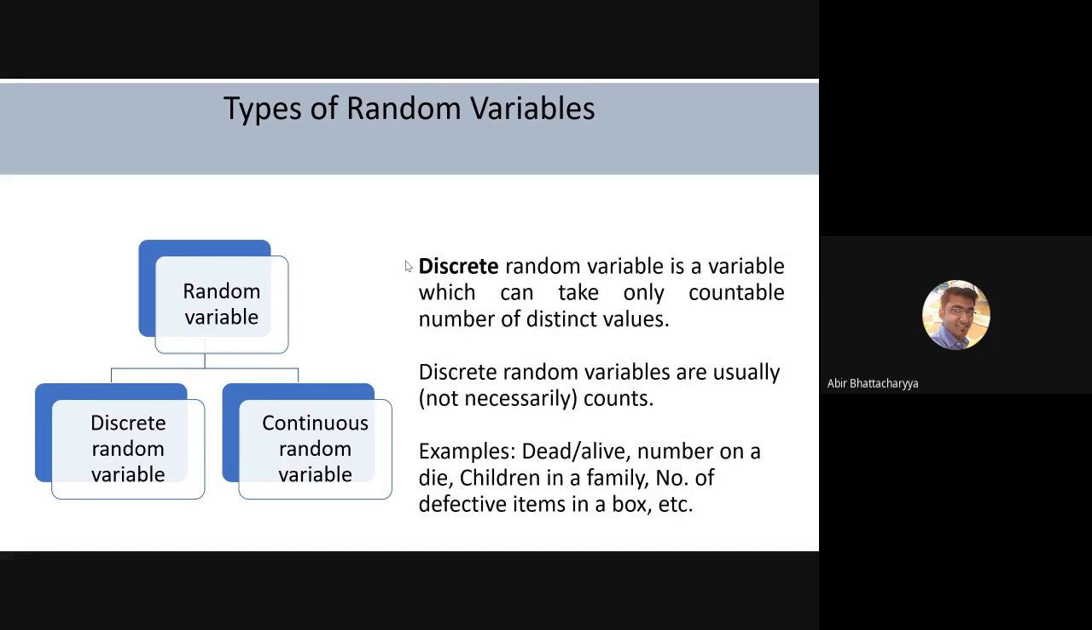A discrete random variable is a variable which can only take a countable number of distinct values, and discrete random variables are usually counts. Not necessarily, but generally we can count, like dead or alive, number on a die, children in a family, number of defective items in a box. We can easily say how many persons are dead or alive, or which number shows on the die, 1, 2, or 3. In a family, how many children are there? This count is possible. That's why it's a discrete random variable.